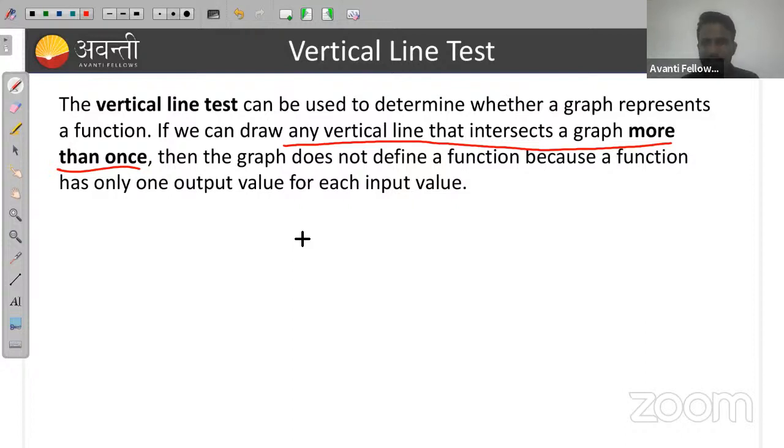The vertical line test says that suppose a graph is given to you and the question is to identify whether it is a function or not. What you will do is draw a vertical line. As I told you, the y-axis is your output axis and the x-axis is the input axis. So you will draw a vertical line parallel to the output axis, perpendicular to the input axis. And if it hits more than one point of the graph, then this is not a function.